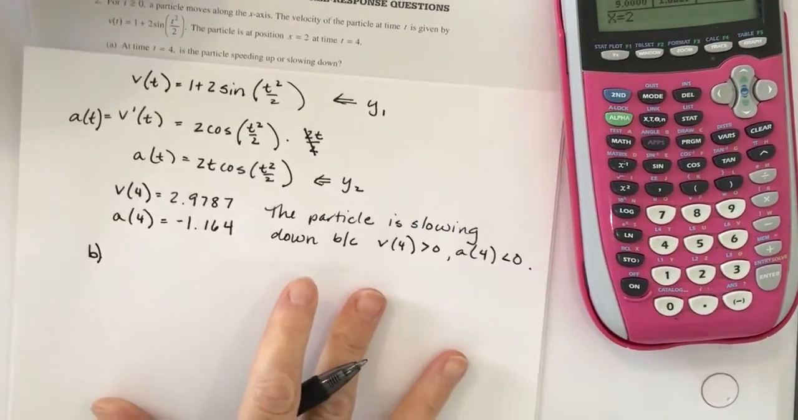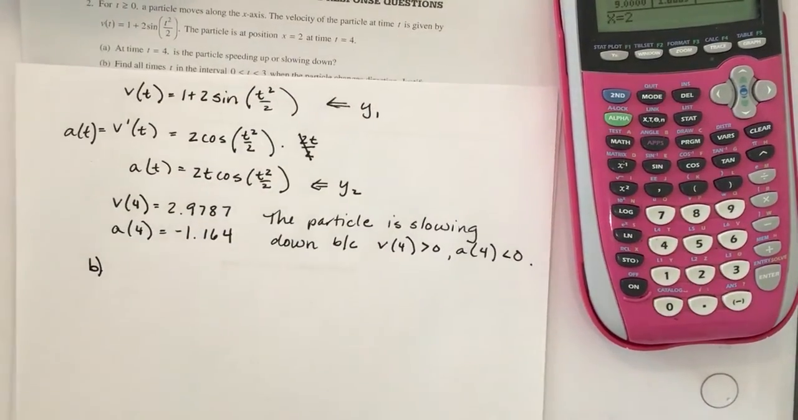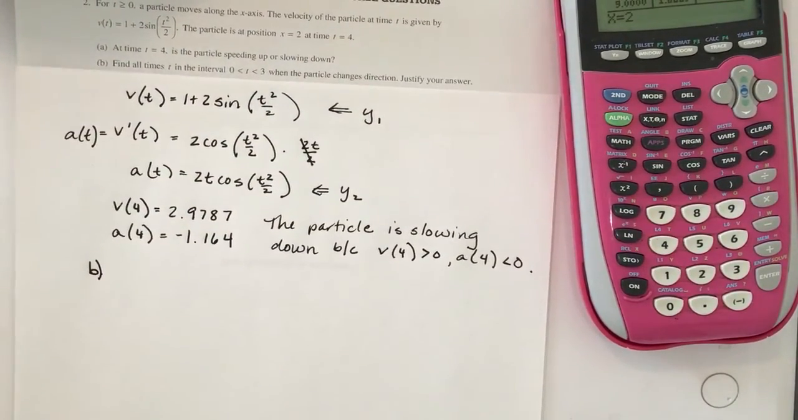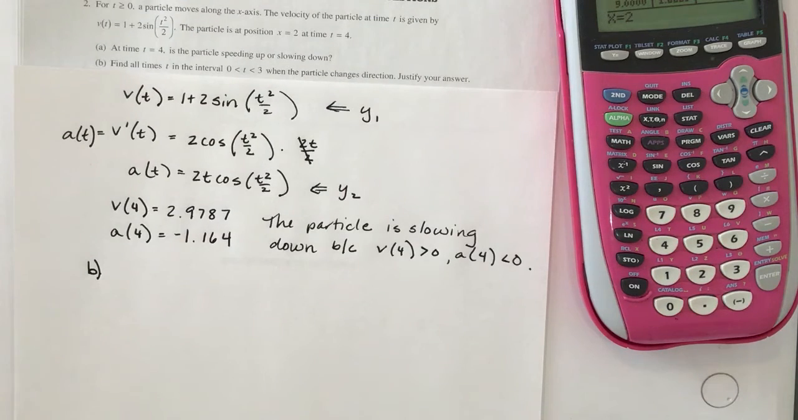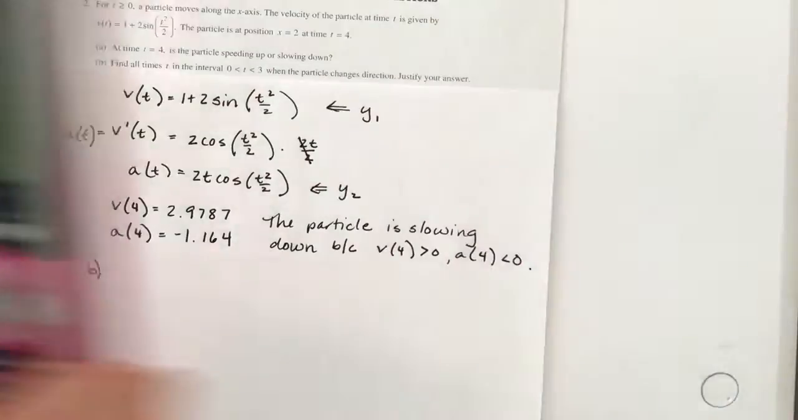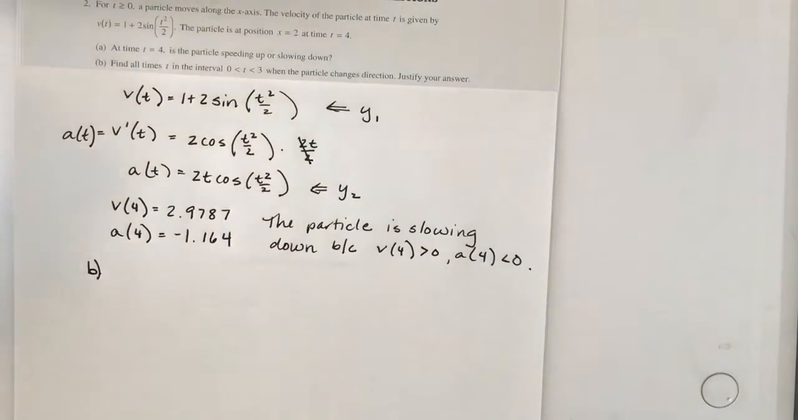Part B is, can you guys still see that? Good. Find all the times t on the interval from 0 to 3 when the particle changes direction. Justify your answer. Okay, so now I'm going to go back to my graph, and I'm going to change the window from 0 to 3.